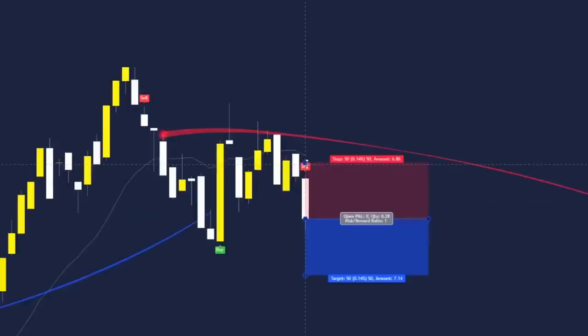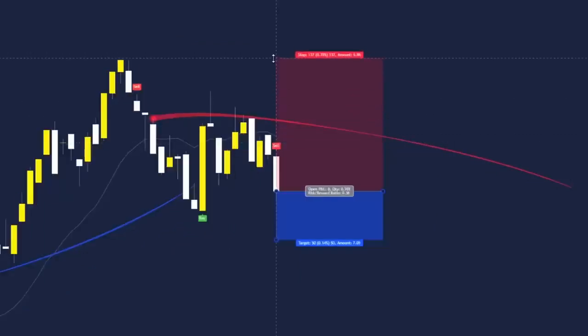Now for your stop loss, I want you to drag that up to the recent swing high or the recent swing low, depending on the direction. I'm going to put it just above this recent swing high right here.